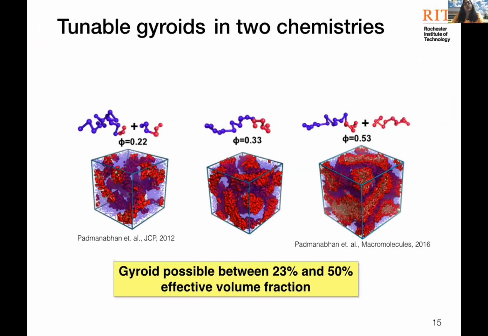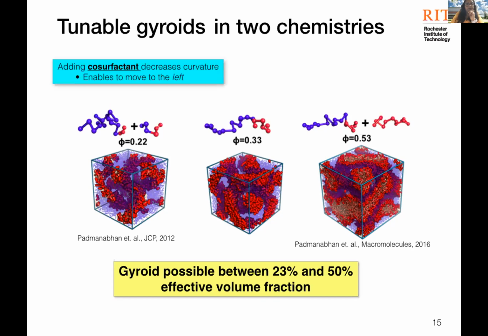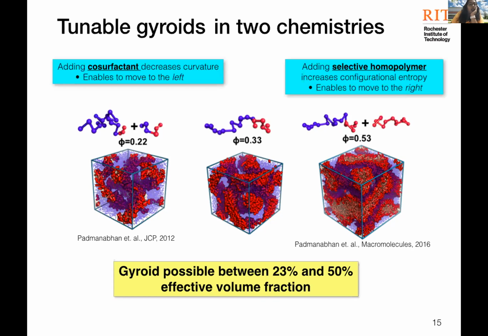So if you have just a binary system where you have AB block copolymer, depending on the surfactant you add or the polymer you add, you can go from what was just 33% gyroid to something all the way down to 22%, all the way up to 53%. It's easier to go right in the phase diagram because you are adding entropy. It's a lot harder to go left in the phase diagram, but it is actually possible. Okay, and so that was the story for a double gyroid network.